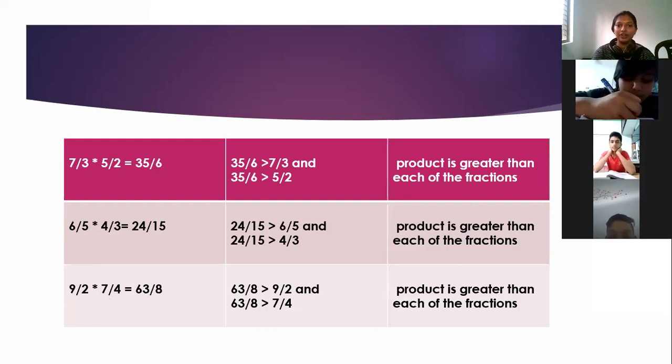Then you can fill your table as 63 by 8 is greater than 9 by 2 and 63 by 8 is greater than 7 by 4. You just fill your textbook. And among them, we can arrive at the same conclusion that the product is greater than each of the fractions. In all three cases, we have got the product is greater than each of the fractions we have multiplied.